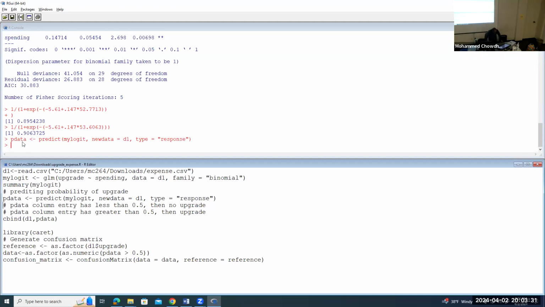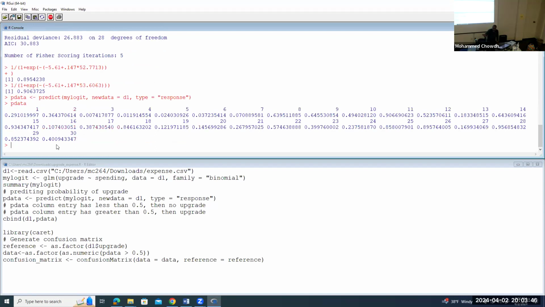If you hit in there, all predictive probability is given. The predictive probability that I was computing by hand, this is the computer giving. So if you write in here P data, this is all your probability, okay? Now this probability, I want to check whether it is greater than 0.5 or less than 0.5. If greater than 0.5, this is 1. Less than 0.5, this is 0. And then with this 0 and 1, I want to match with the original 0 and 1.